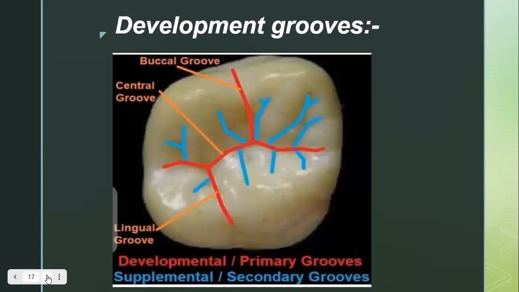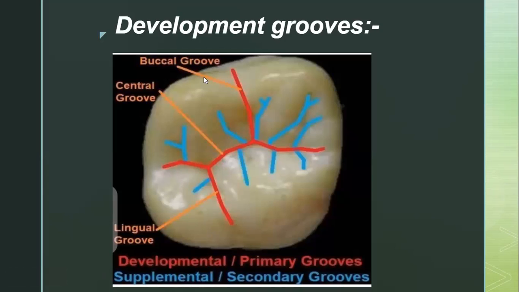They are shallow grooves, right? They are present between the primary parts of the crown or the root, and they are dividing the primary parts of the tooth. They are dividing the cusps of the tooth, as you can see in this picture. In red color, we have the developmental groove. These are the shallow grooves.